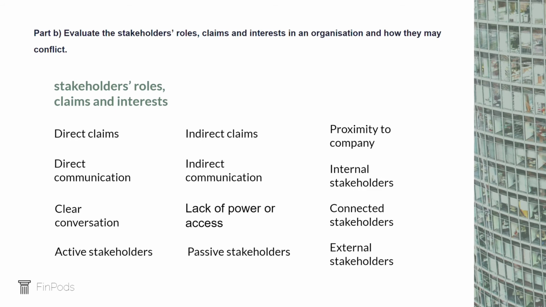Stakeholders can also be viewed as active or passive. Active stakeholders are those that are heavily involved in the activities of the company, like employees and directors, while passive stakeholders are simply not involved that much, like the government and shareholders.